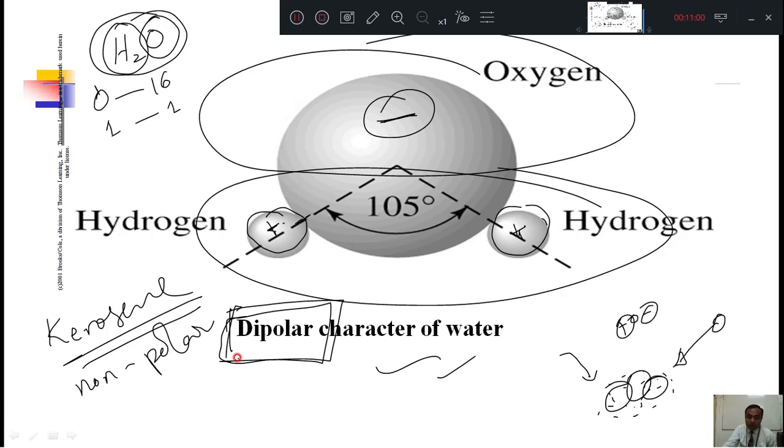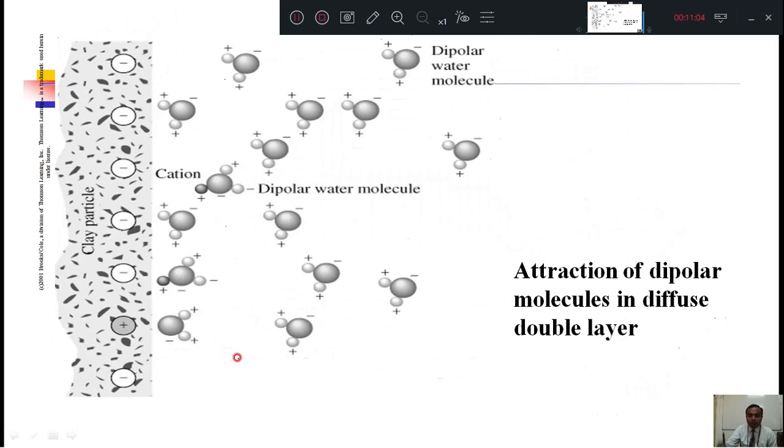That is, the water is always dipolar and both positive and negative charges are there on the surface. See, this is a clay mineral. And the surface, as I told, is usually negatively charged. But sometimes there might be a positive charge on the surface, but usually negative charges will be there. And this is a water particle.